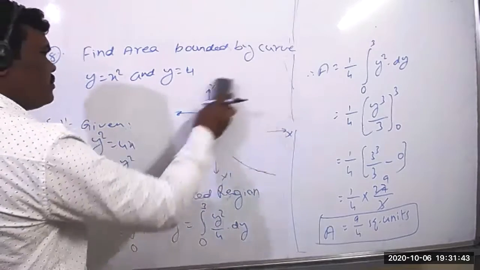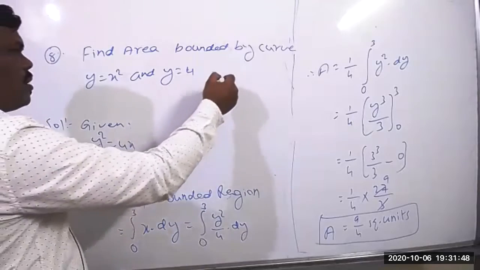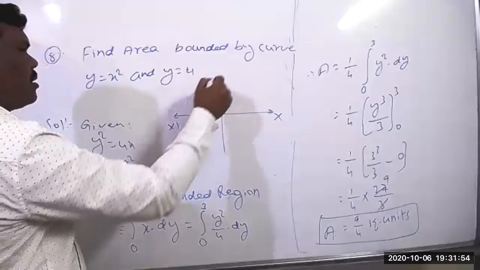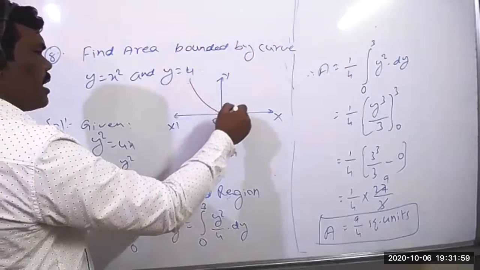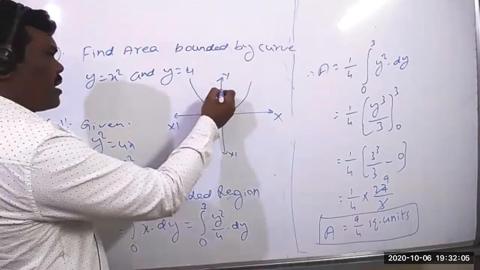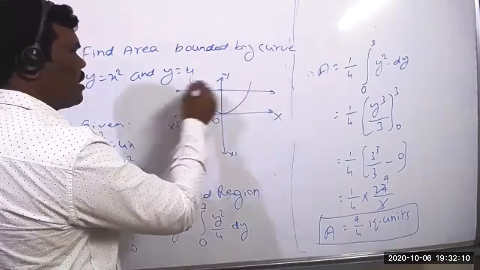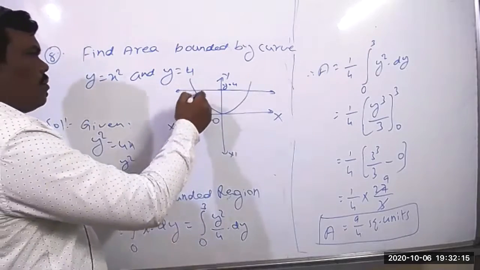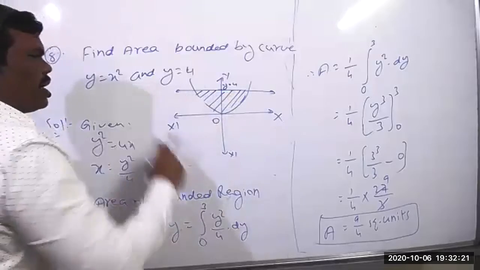Here, tell me the graph now. The curve y equal to x square, taking the positive y-axis, x dash and y dash, origin. So clearly the parabola will look like this. And y equal to 4, clearly this is the line. So we have to find the bounded region by the parabola and the line y equal to 4. This entire whole area we have to find.